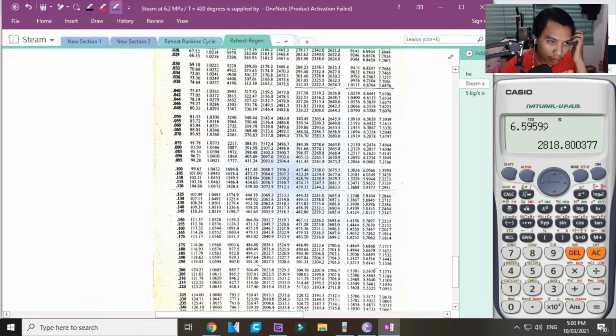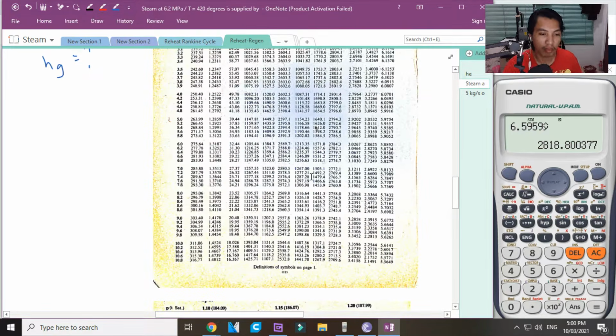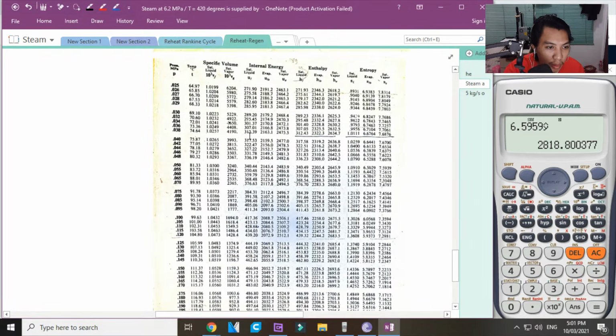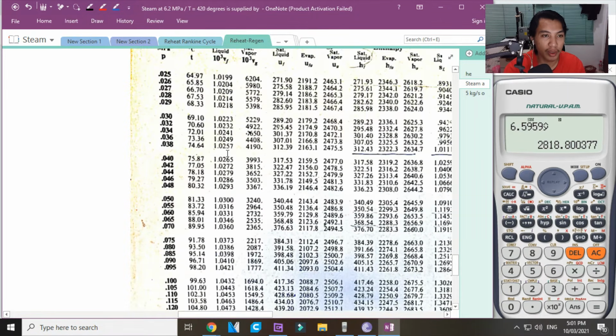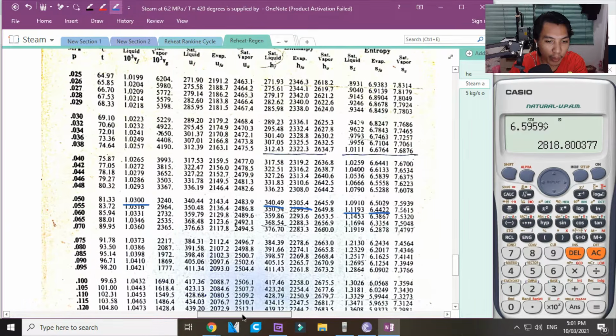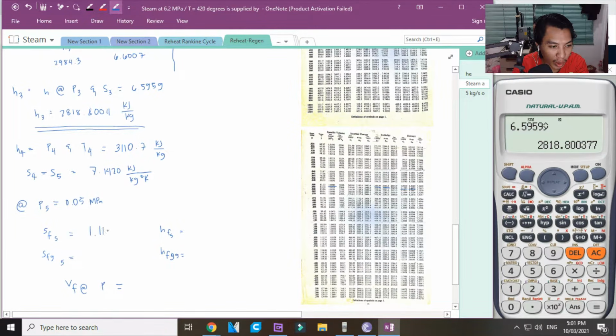Let's go here. 0.05, there, I see it. So this is VF, HF, HG, HFG, then SF, SFG. How many do we need? Let me start with SF: 1.1193 kilojoule per kilogram degree Kelvin.